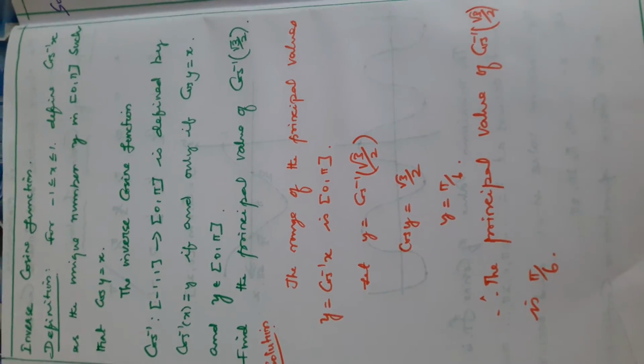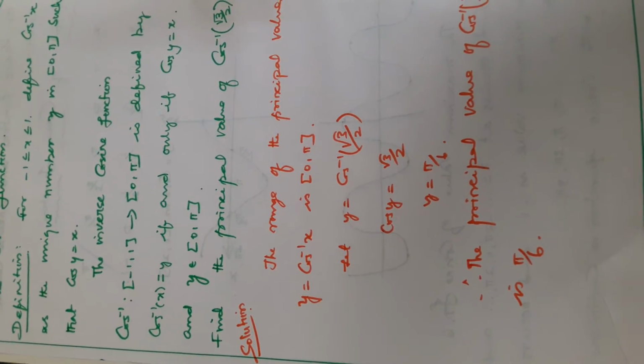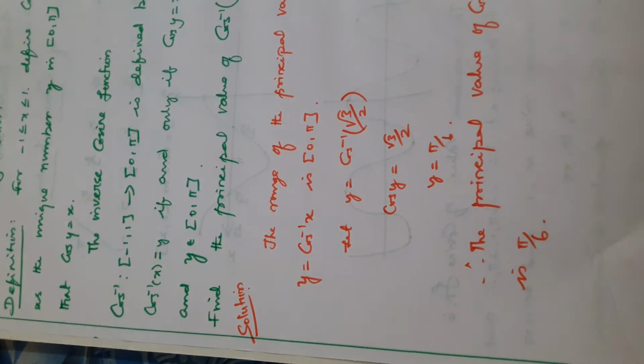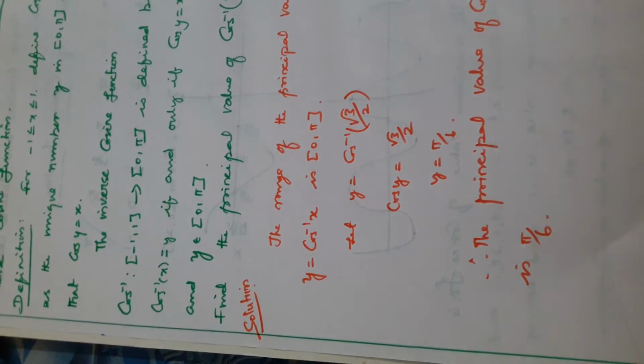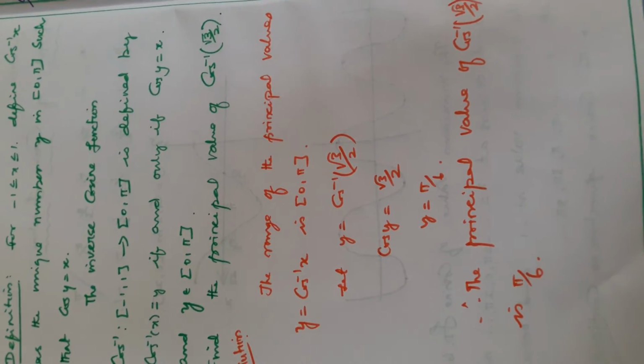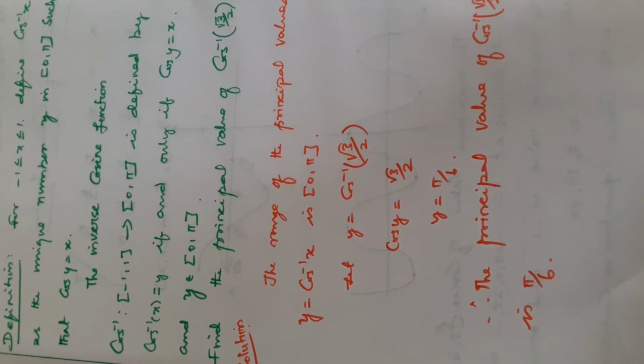Like that, your trigonometric table like 30, 45, 60, 90, 180, 120, 135, 150. For all the values, you have to find the principal values, right? That is for your practice.